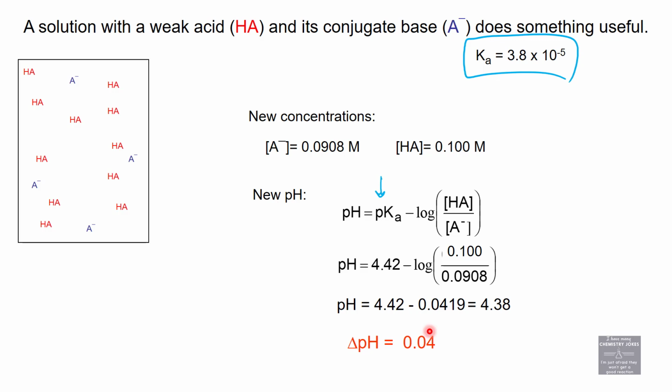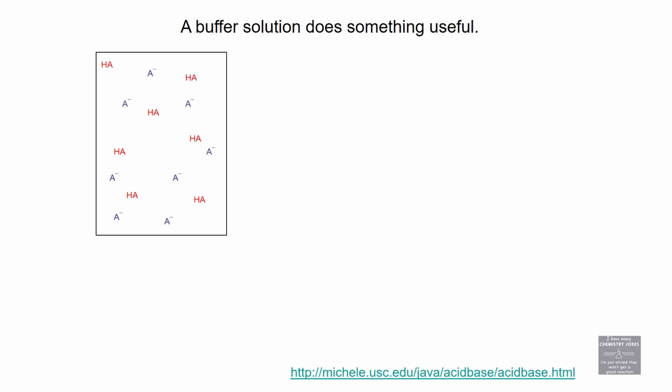Our bodies are buffer systems. If our body pH gets out of whack, we're in trouble, right? Right. Okay, we got to pick up the speed here.